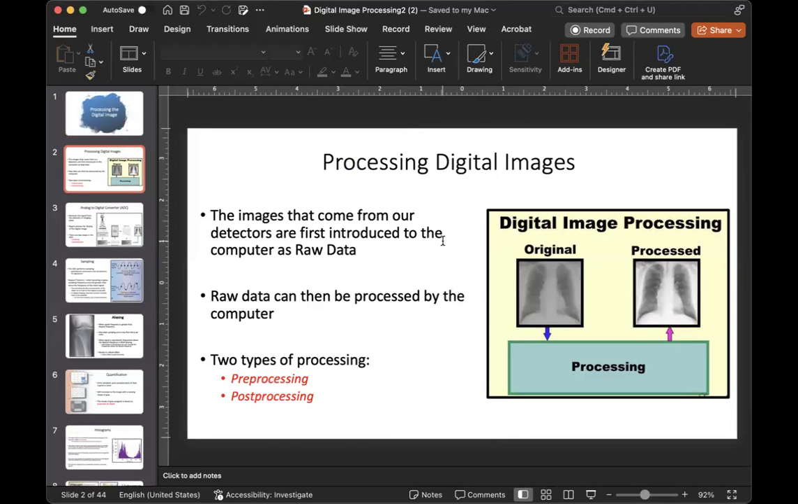Now, when we talk about these images that are held on there, they're termed raw data. Okay, the image is captured as raw data. The raw data is what comes about that can be processed by the computer. And so when we talk about processing, processing can occur a number of ways. Okay, and there's two that we primarily deal with. And so pre-processing and post-processing are the two processing avenues that we see.